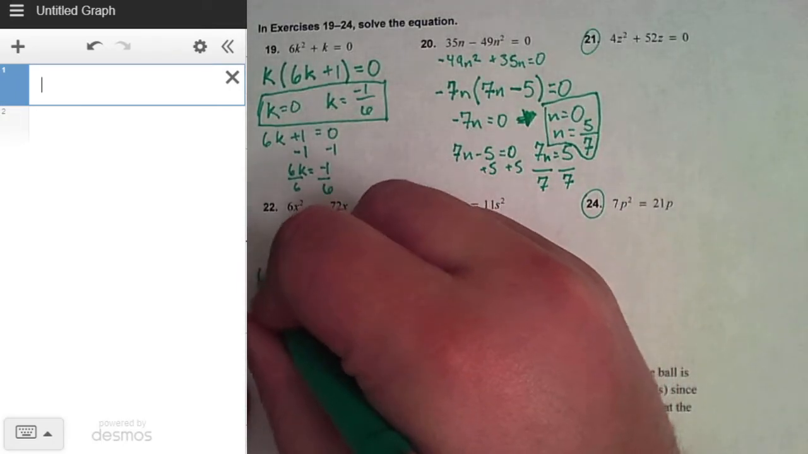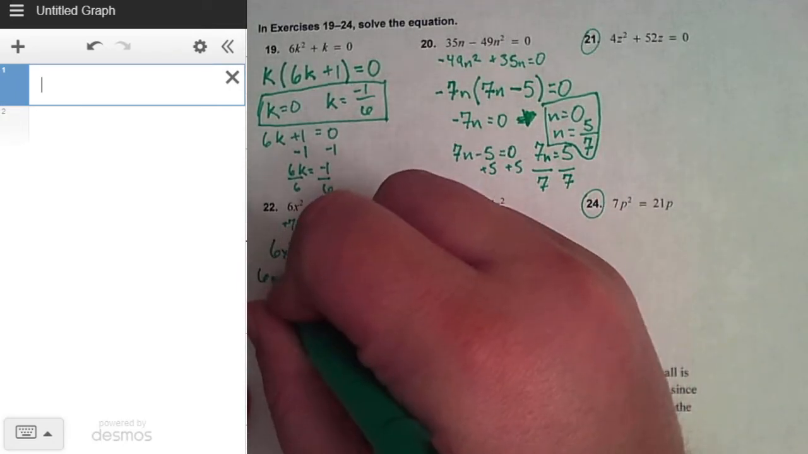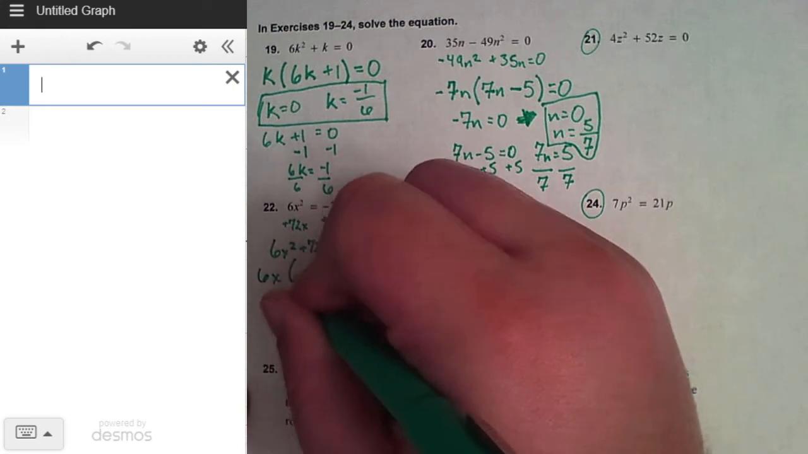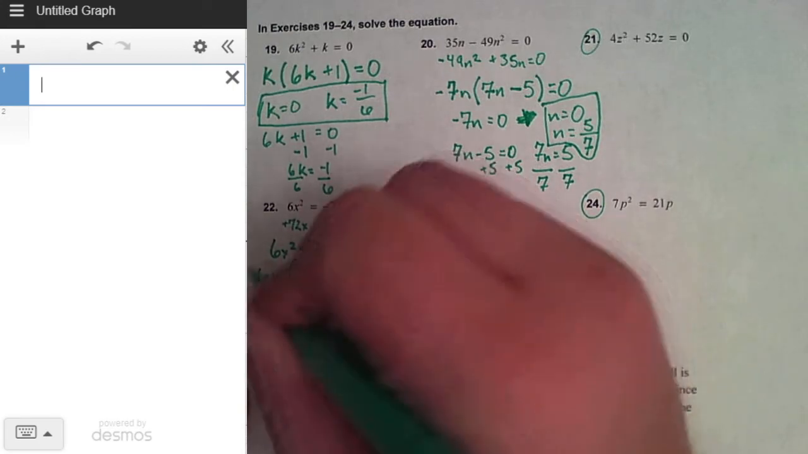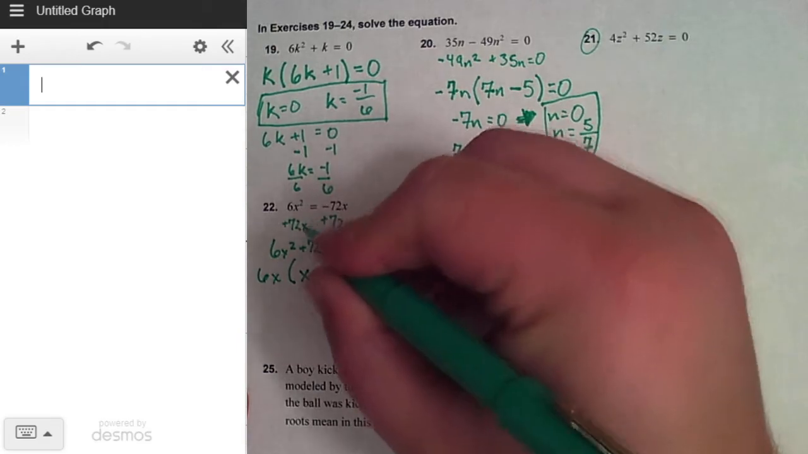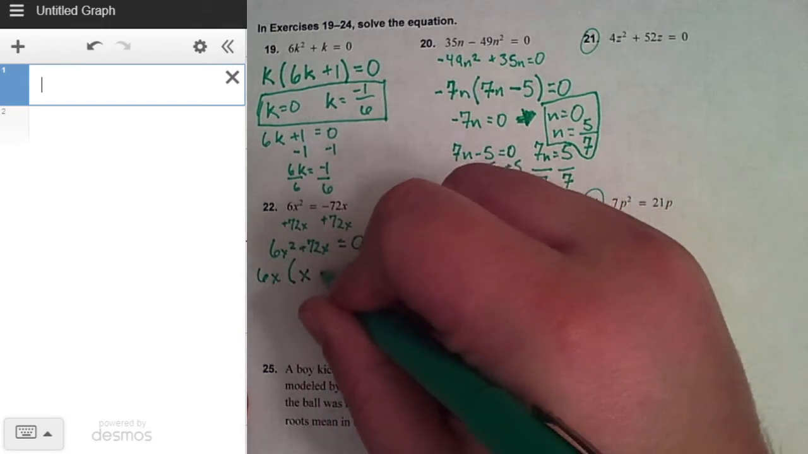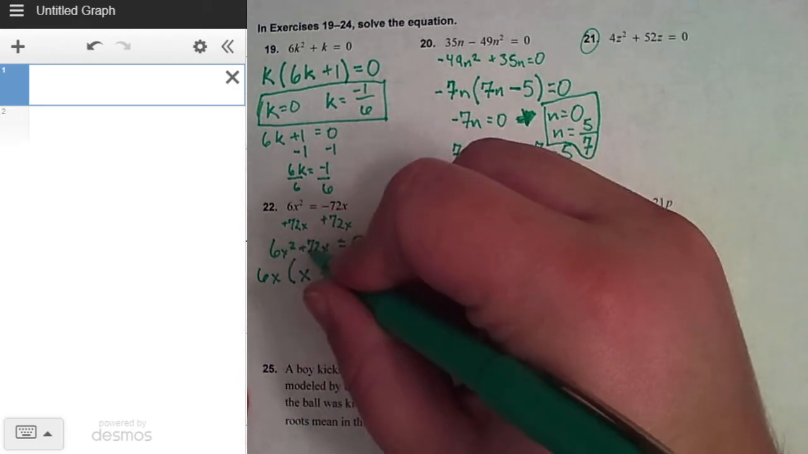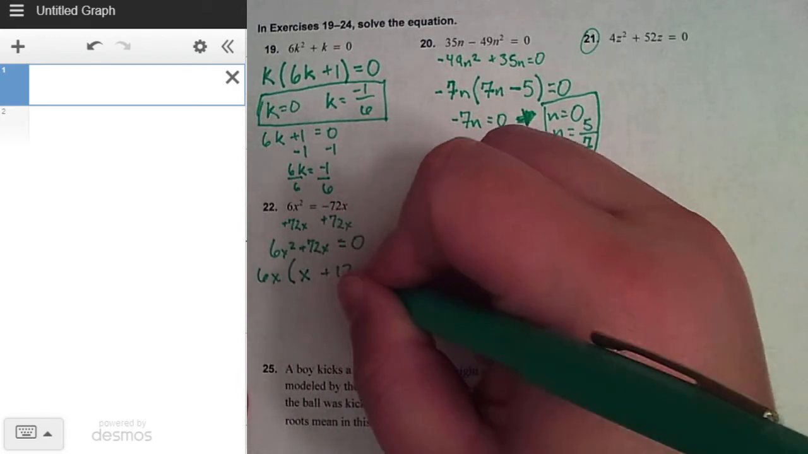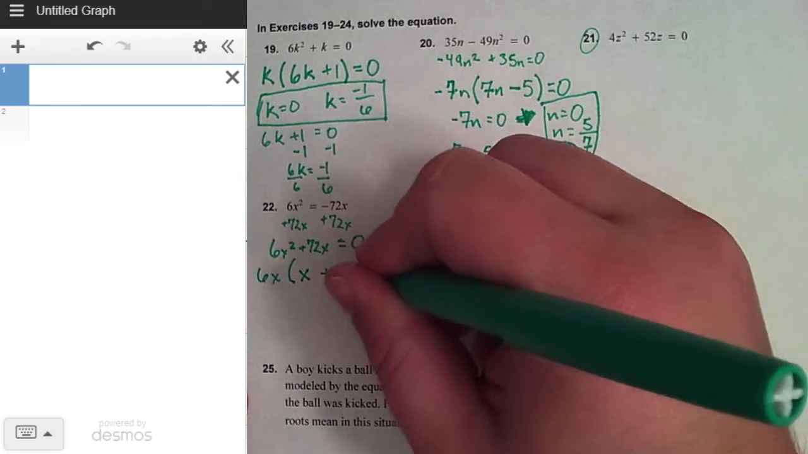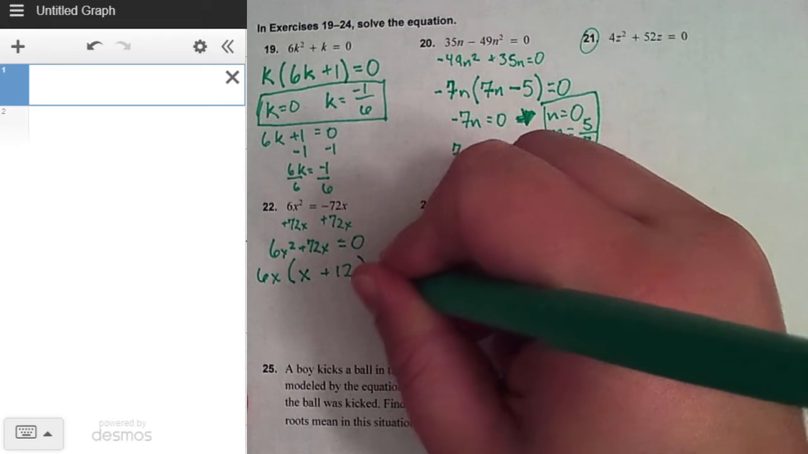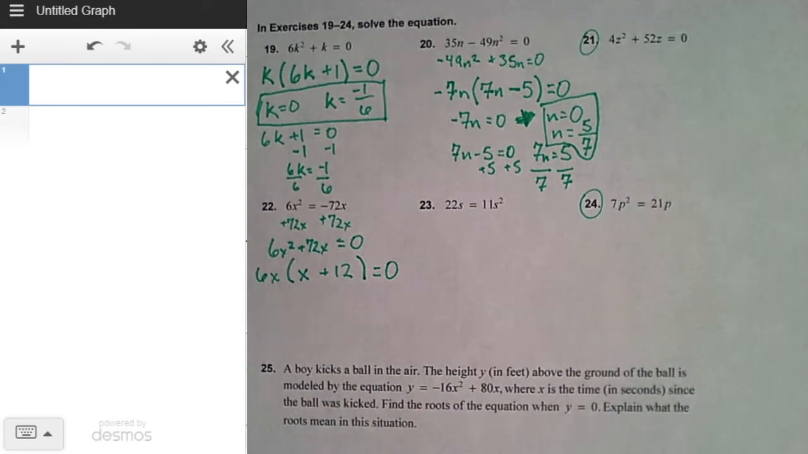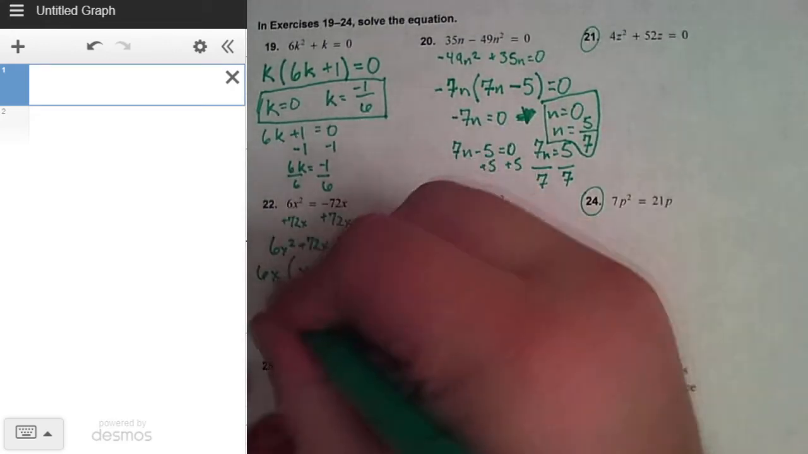So I have 6, and I can have the x. 6x times x is 6x squared. 6 times 12, we just discovered, is 72. So 6x times 12 is 72x. That is all equal to 0. Now we set each of those factors equal to 0.